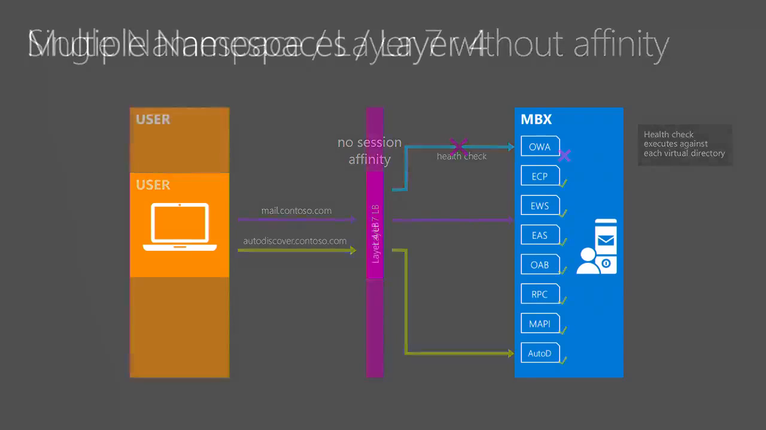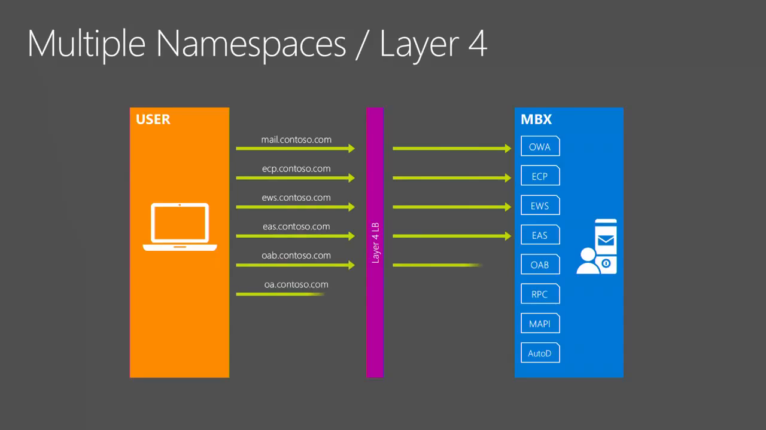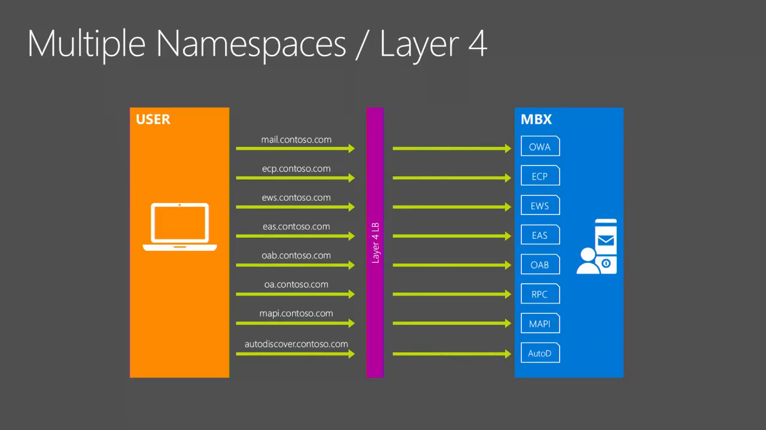There is one other option that you have, and that would be using multiple namespaces with layer 4. And this would give you per protocol availability, but as you can see here, you'd have to have a distinct name and a distinct VIP for every single virtual directory. It's easy to configure, but it's actually operationally complex to manage. And for that reason, it's not something that we would really recommend. But it is a viable alternative if you want to use layer 4 but still get per protocol availability. So keep that in mind.